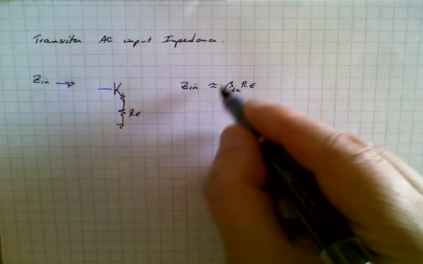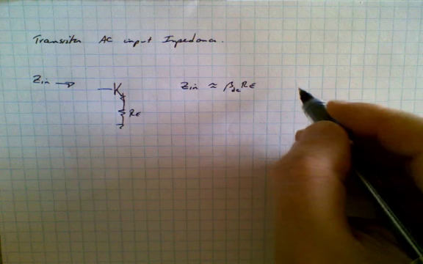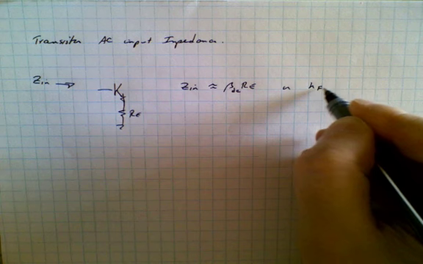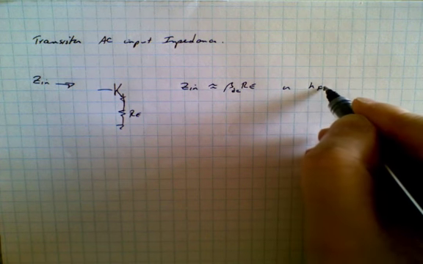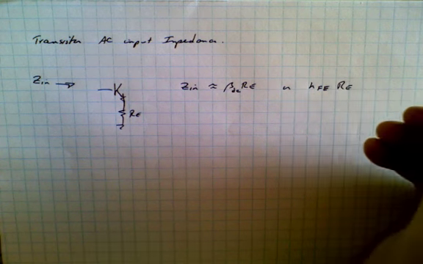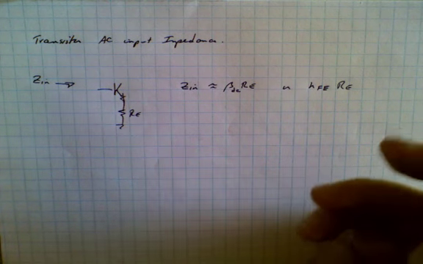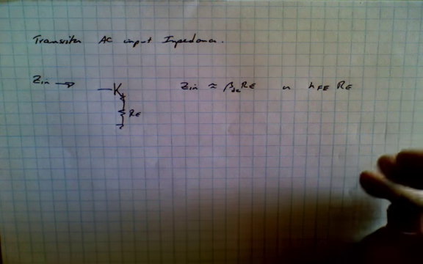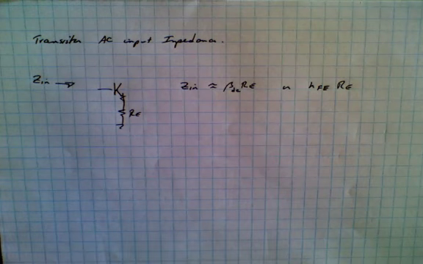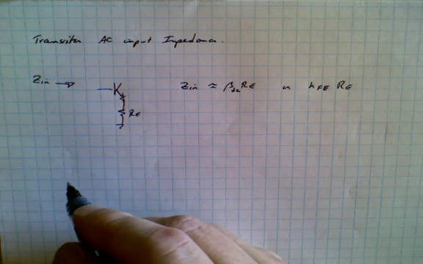And sometimes textbooks and data sheets don't use beta DC, they use HFE. And so it's going to be h, small h, capital F, capital E, times RE. So that gives us the input impedance, and oftentimes it's quite high enough that we can, in most cases of analyzing circuits, ignore it. When we take a look at AC, something similar happens.